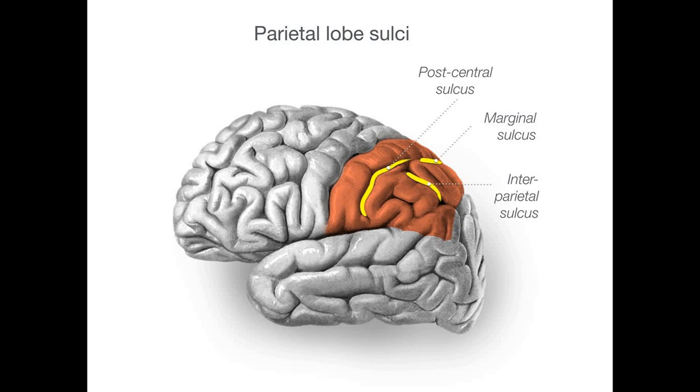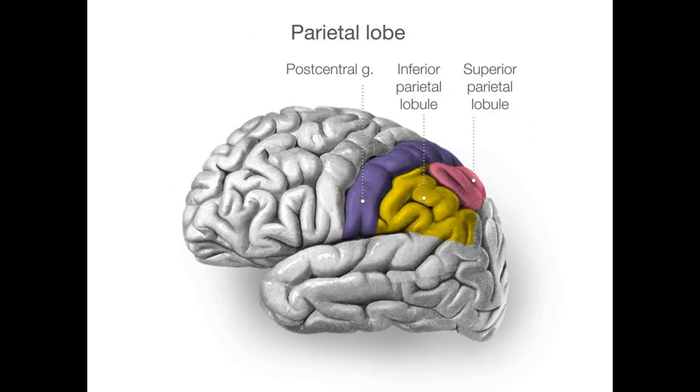So the one that is posterior to the central sulcus is the postcentral sulcus, right? And the marginal one is the one that lies on the margin of the cerebral hemisphere. The one in the middle is the interparietal. So we have three gyri: postcentral, superior, and inferior.